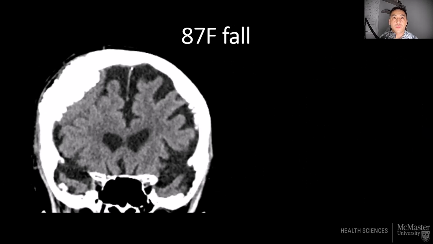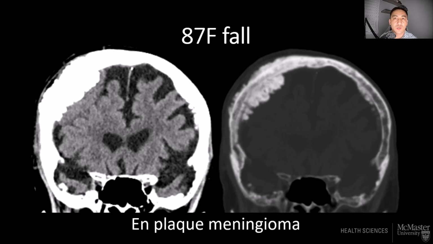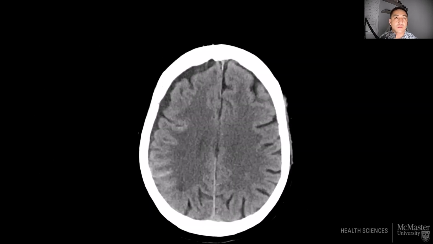Now, be careful about this entity. The resident called this a subacute subdural hematoma. I can see why, except there is significant hyperostosis of the overlying calvarium. So this is an on-plaque meningioma, which can look exactly like subdural hematomas. In an acute traumatic setting, don't confuse these with chronic subdural hematomas.